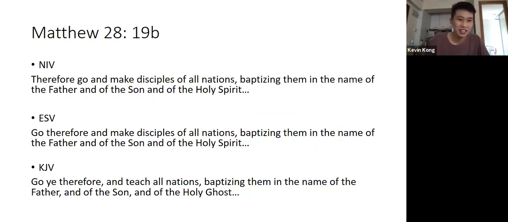when we read it in the NIV, ESV, a lot of translations today will say Holy Spirit. "Therefore, go and make disciples of all nations, baptizing them in the name of the Father and the Son and of the Holy Spirit," tends to always say Holy Spirit. And it's really only found in the King James, from what I was researching, that they use Holy Ghost.